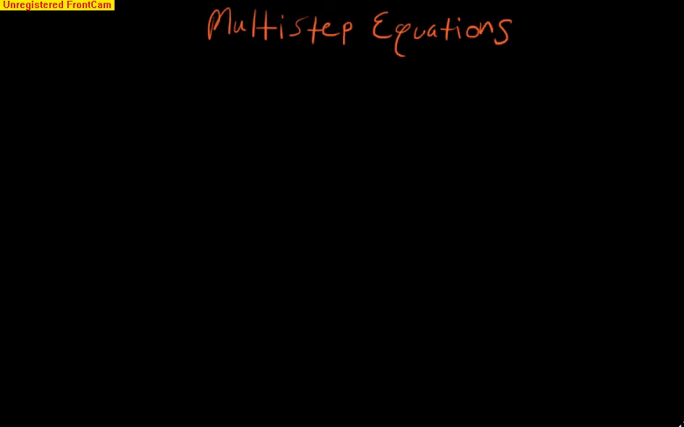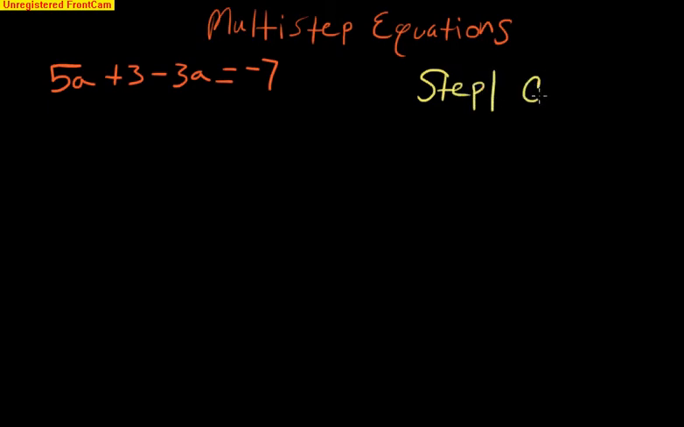So the first example is 5a plus 3 minus 3a equals negative 7. So over here in yellow I'm going to write my steps. Step 1. I'm going to combine like terms.